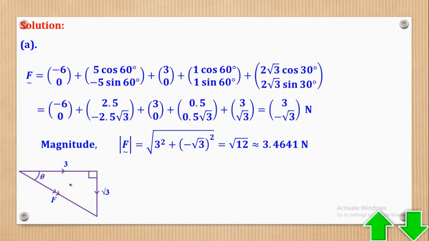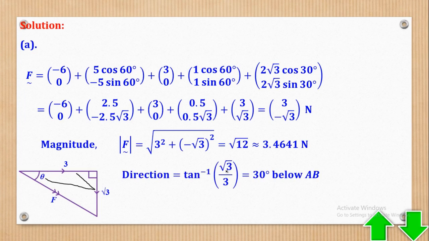they want. So because I know the opposite and the adjacent, I'll use tan theta, therefore direction will be arctan of opposite, which is root 3, over adjacent, which is 3. Now when I use a calculator, I'll come up with 30 degrees as my direction, so therefore the direction will be 30 degrees below AB.